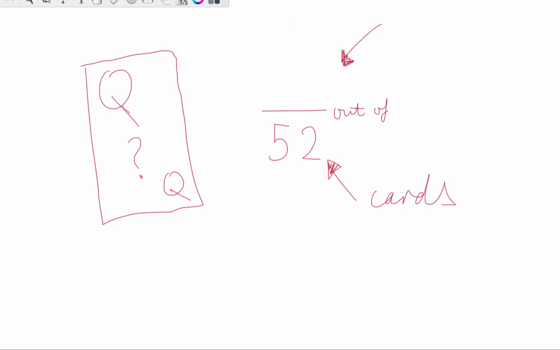How many queens are there in a pack of cards? There are 4, one for each suit. Queen of diamonds, queen of hearts, queen of spades, queen of clubs. So there are 4 different things we could get out of 52 cards in total. And that actually simplifies to 1 out of 13.